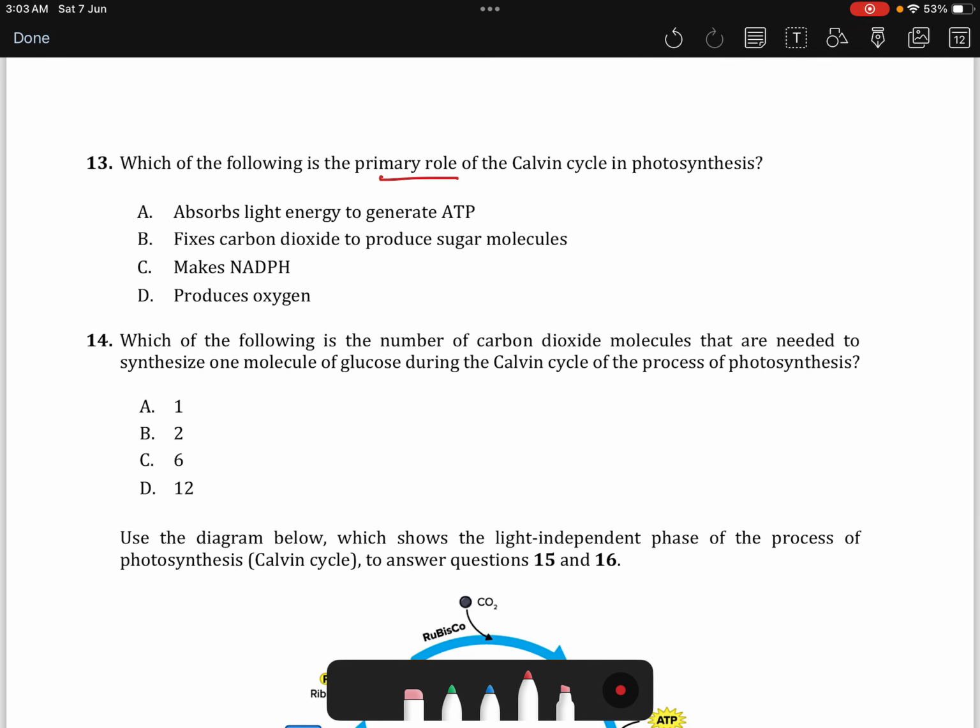Which of the following is the primary role of the Calvin cycle? So what does the Calvin cycle do? Okay, so we have to see what's the primary role of the Calvin cycle. It absorbs light energy to generate ATP. This is for the light reaction, light dependent reaction. This is what happens in light dependent. Fixes carbon dioxide to produce glucose. Yes. Makes NADPH, it is light dependent, and produces oxygen. All of these are light dependent.